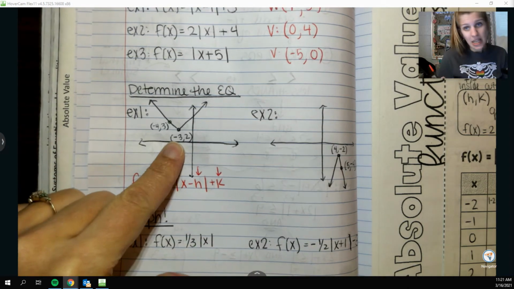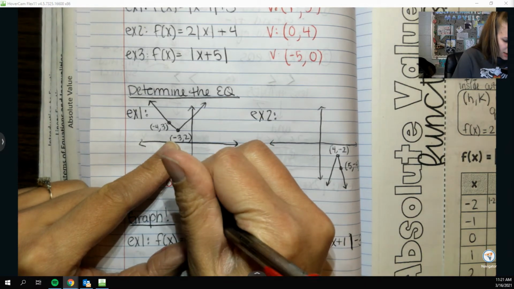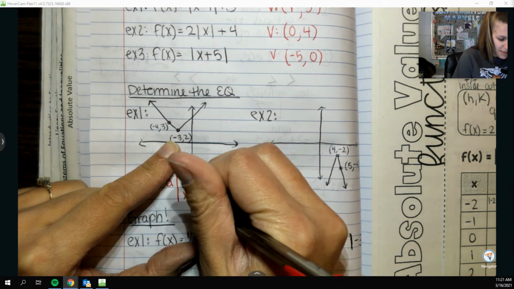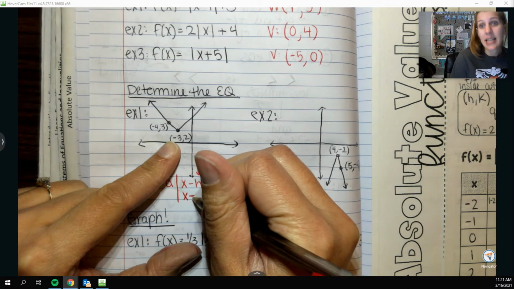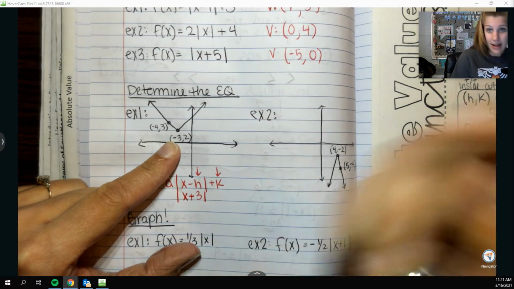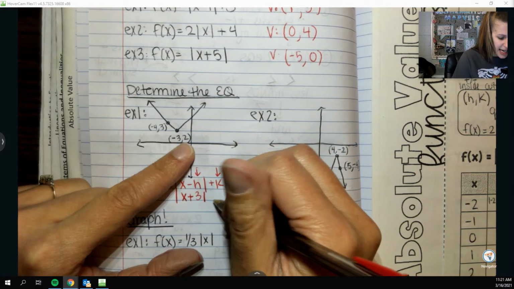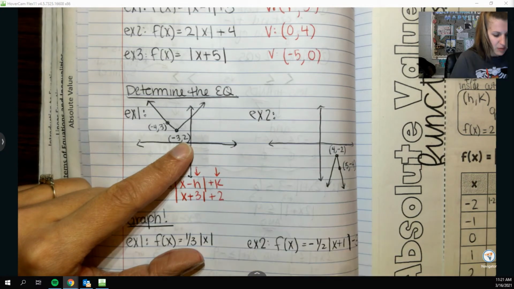And so I can see that the vertex right here is at -3 comma 2. So when I put that in, I'm going to have x minus -3, so it's going to change to plus. And again, it's doing that opposite thing like we were just talking about up here. And then outside, I'm going to put +2. The outside one stays the same.